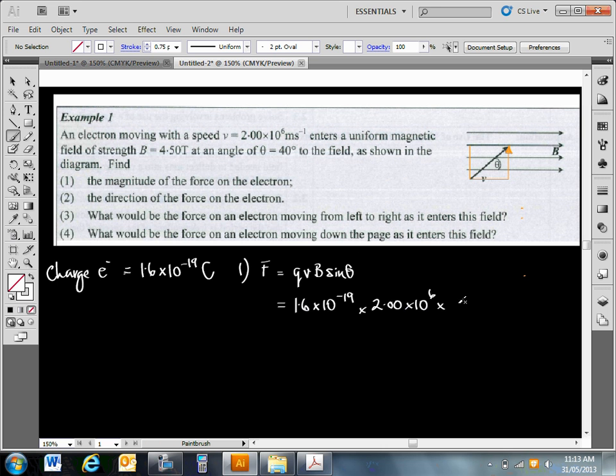Okay, B is 4.5 Tesla times sine of 40 degrees. And my book says 9.26.